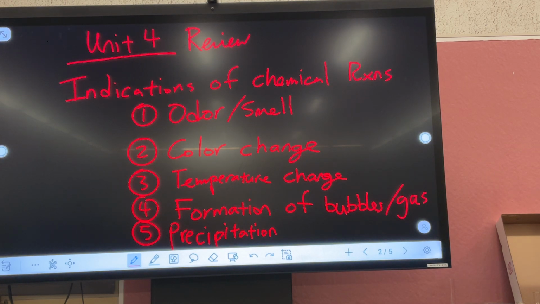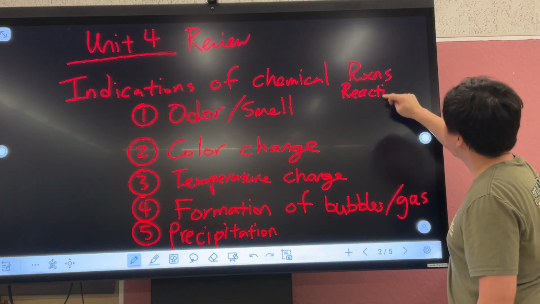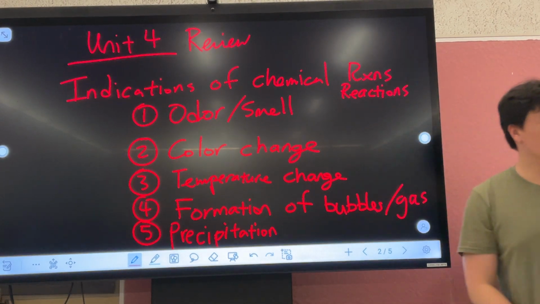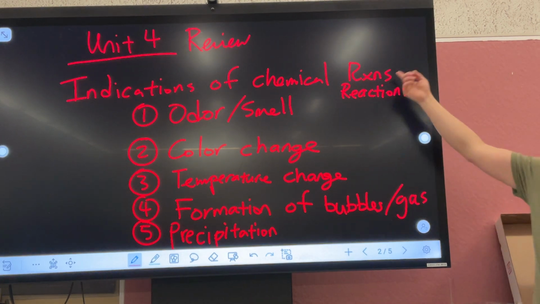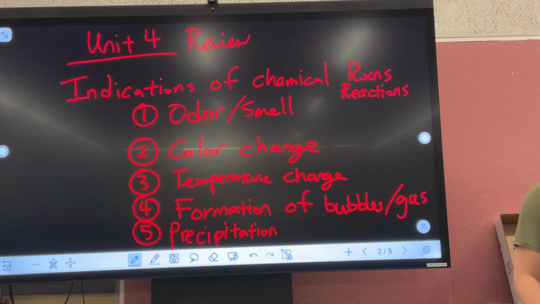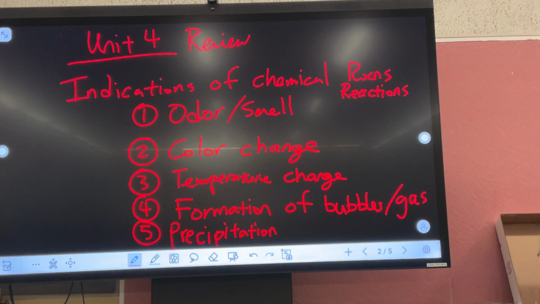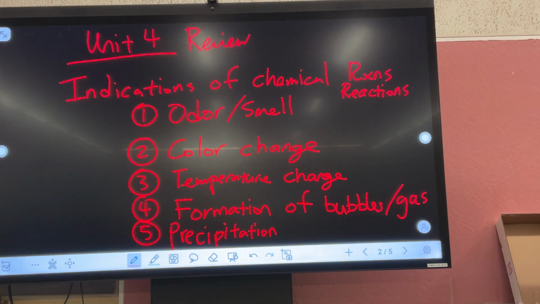Where's the RXN? Reactions, bro. I wrote reactions, but I wasn't sure if I understand it. I was supposed to write reactions with RXN. RXN is just a shorthand for reactions. There's no X in reaction. It's just slang. You're still taking the test? That's crazy.